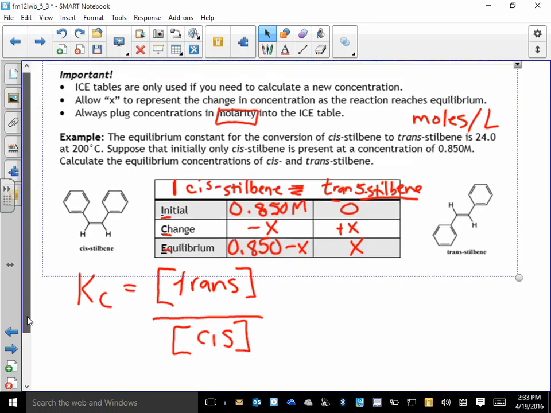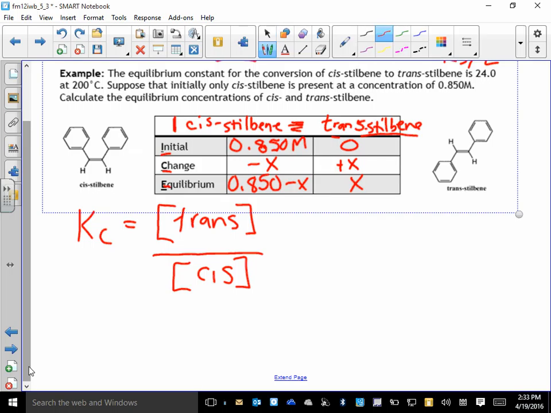Okay, so we were given the equilibrium constant to be 24. So I'm going to put that value in. 24 equals trans, which is simply x, over cis, which is 0.85 minus x. Okay, so now I have an equation with one unknown, x. I'm going to try and solve for x. This is linear. Cross multiplying, or multiplying both sides by the denominator, is going to get rid of my fraction.